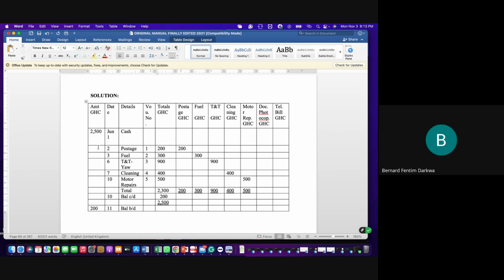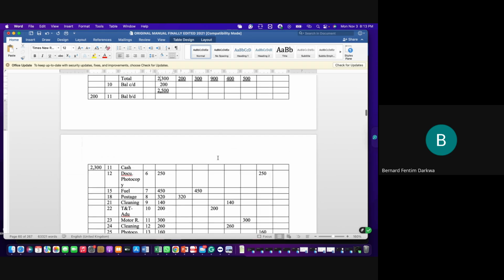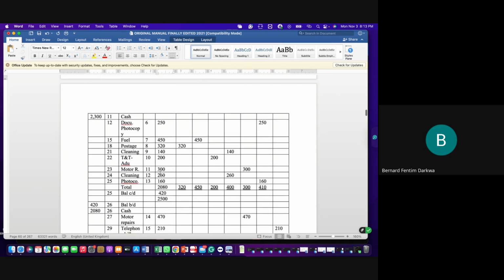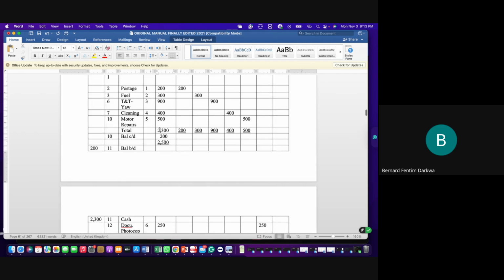But you have been given 2,500, and the recordings you are supposed to make is plenty. So you cannot record the next transaction of 250, because at this point, on the 10th, you have spent 2,300 after the 2,500 has been given to you. So as a cashier, you only have 200 in your hands. But the next transaction is 250.